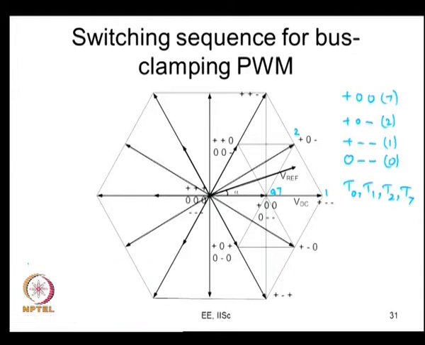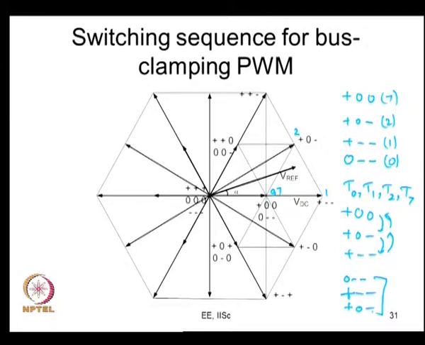For example, you may have only plus 0 0, plus 0 minus and plus minus minus, and the same thing may go in the opposite, the reverse direction, or it could be the other way, 0 minus minus, plus minus minus, and plus 0 minus. This is what you will find in bus clamping PWM. One of the pivot states is not used.